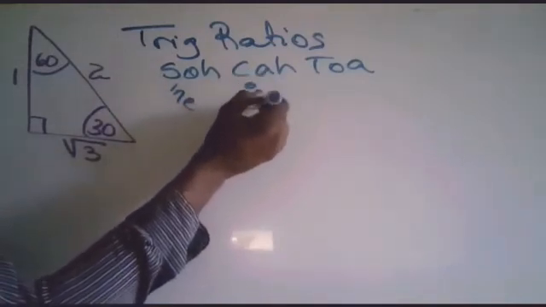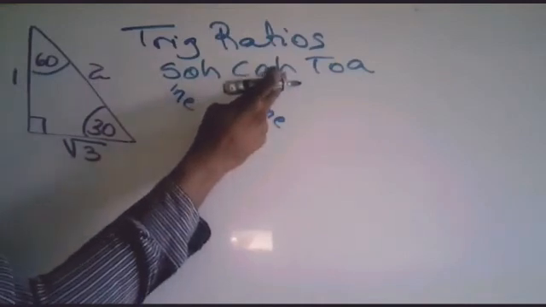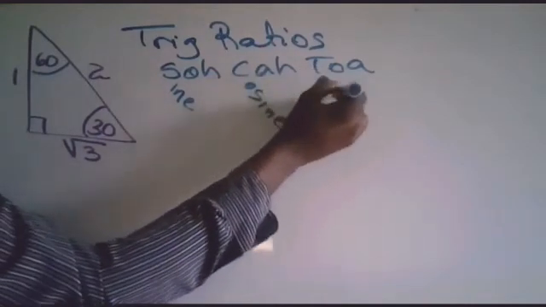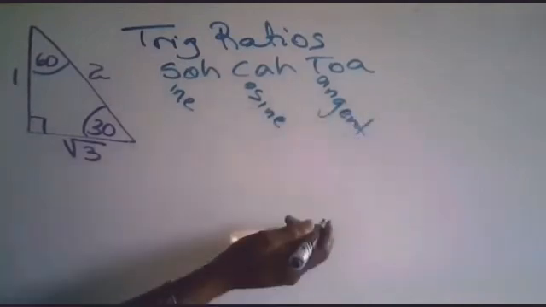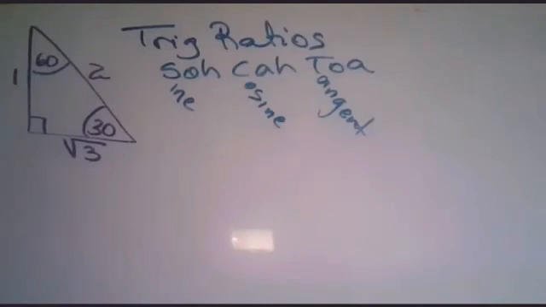The cosine of an angle is equal to the adjacent side over the hypotenuse side, and the tangent of an angle is equal to the opposite side over the adjacent side.